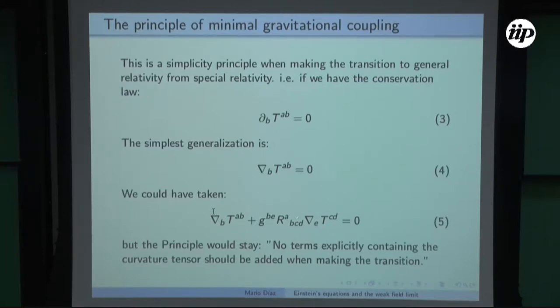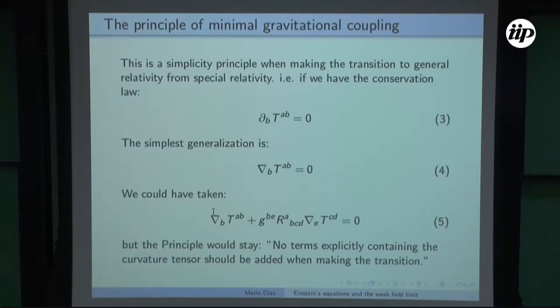But we could have taken this other way of coupling the geometry to the conservation law. Remember, the geometry comes in here because this is a covariant derivative. But it can come in through the Riemann tensor, which we know is a very important quantity describing the geometry of a space-time. But if we follow the principle, it says no terms that contain the curvature tensor should be added when making the transition. So the idea is to make the coupling minimal.